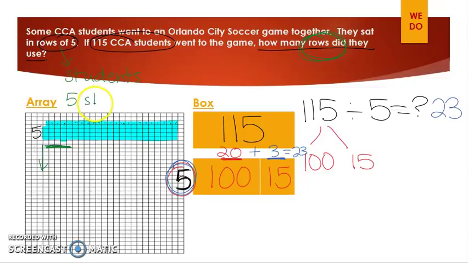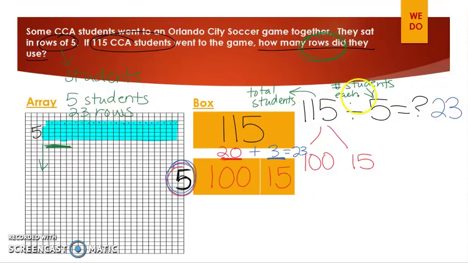So it should be 5 students and 23 rows. 115 is the total. 5 is the number of students. And 23 is the number of rows. This is the incorrect array for that model.